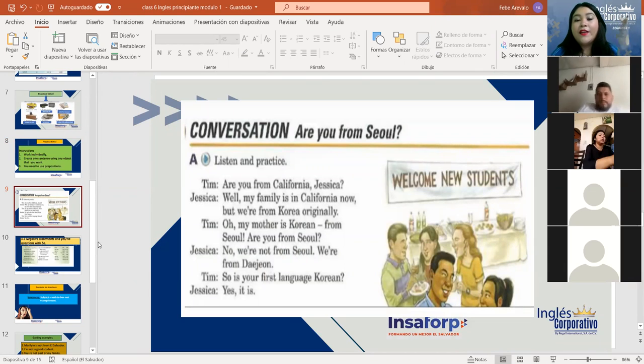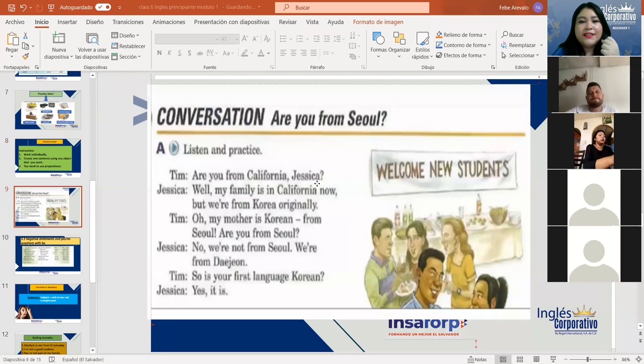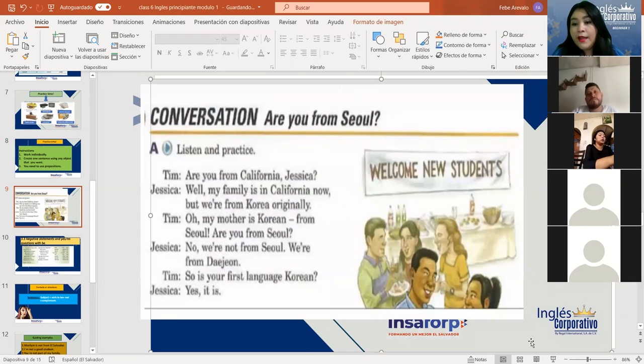Let's see. Conversation. Are you from Seoul? Right? Finally, section 3. Let's move on from the review. Voy a hacer la primera lectura de la conversation. Pay attention to the pronunciation y luego van ustedes, right?